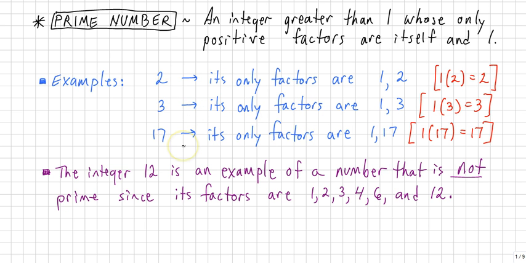There's an infinite number of prime numbers. We can't go through them all, so just a third example would be 17. Its only factors are 1 and 17. So again, the only two integers you can multiply together to actually get the number 17 are 1 and 17.